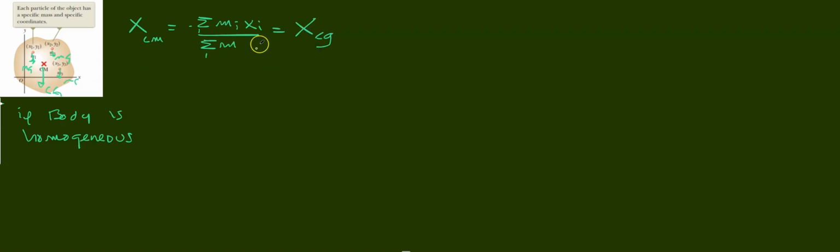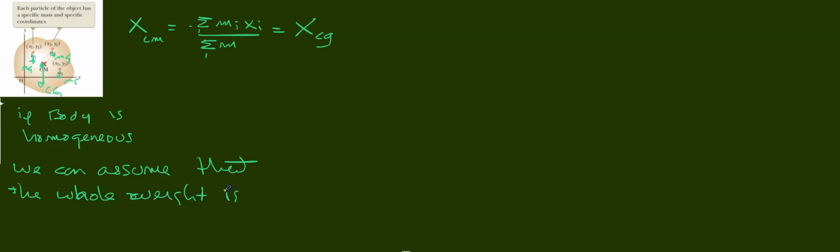So what I'm telling you is, we can assume that not only the whole mass of the object is located at the center of mass, but the whole weight is located at the center of mass, which we also call the center of gravity. So let's take a look at this example again. It's the seesaw we did in a previous video.